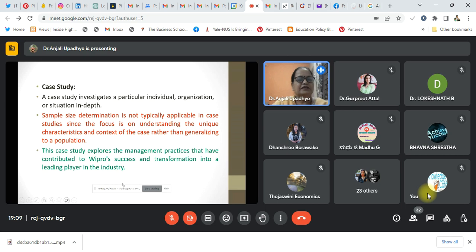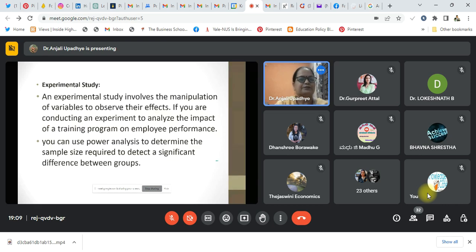Take an example of a case study that explores the management practices that have contributed to Wipro's success and its transformation into a leading player in the industry. Therefore, in this case, there is only one case study. For one case study, one patient, one respondent or one situation, we cannot discuss the sample size here. Therefore, this is one of the research designs that we are discussing.